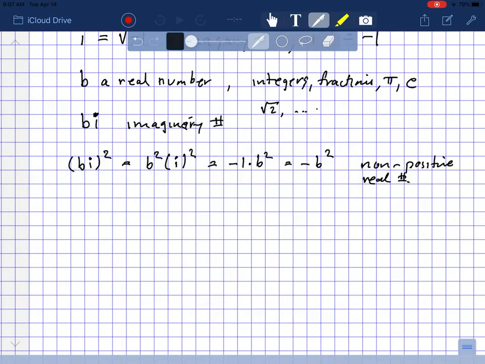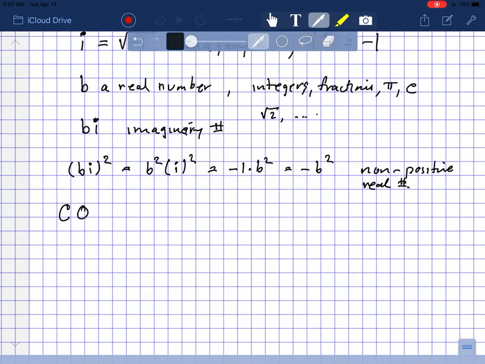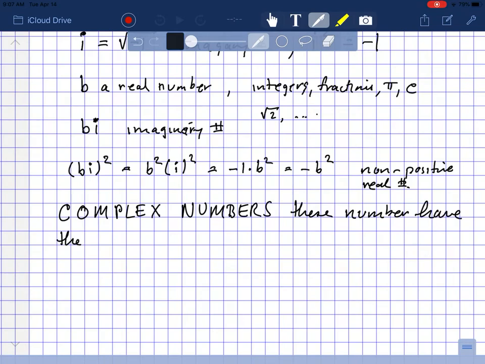Now, there are numbers called complex numbers. And these are numbers of the following form. These numbers have the form a plus b times i, where a and b are real numbers.